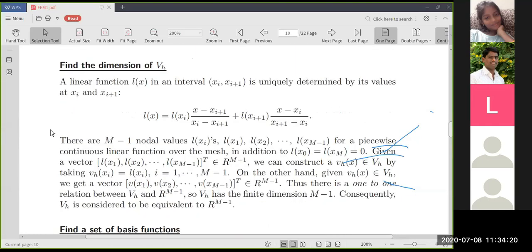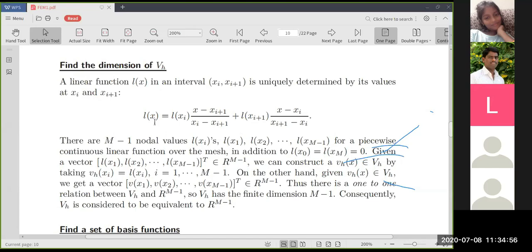And then we'll try to show the dimension of this finite dimensional space VH. What is the dimension of the space VH? So we construct a linear function L of x, defined through L of xi and L of xi plus 1. When x is equal to xi, one term becomes 0 and the other gives you 1, so it gives L of xi. When x is equal to xi plus 1, this term is 0 and the other gives 1, so it gives L of xi plus 1. These are the nodal values.